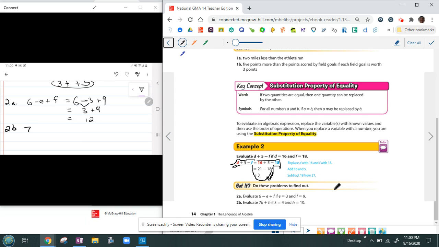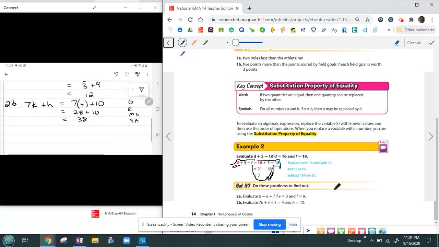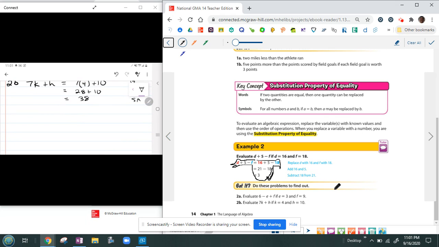On to the next one, 7k plus h. Now I'm going to substitute. So I get 7 times 4 plus 10. Now what operation goes first? I like to use GEMS. So multiplication and division, subtraction and addition. So multiplication and division goes first. That gives me 28 plus 10. And simplify, 38. How'd you do? 2 for 2? I'm guessing that you did. Hopefully, find your mistakes if you didn't.